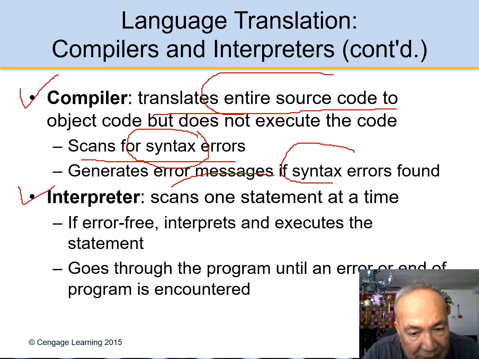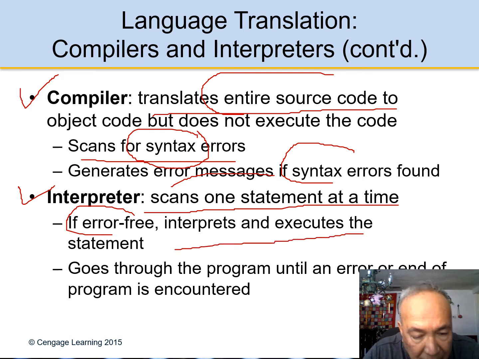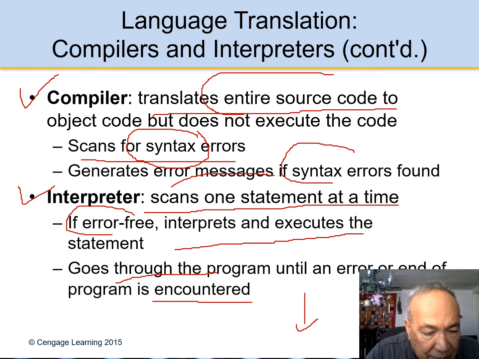How about the interpreter? What does it do? So it scans one statement at a time, and if there is no error, interprets it and executes the statement. Okay. If the one who was programming the computer didn't make any error, it will do it. But if the programmer had some problems or mistakes, it goes through the program until the error and the end of the program is encountered. So it goes all the way to the end of the program, and then it stops.